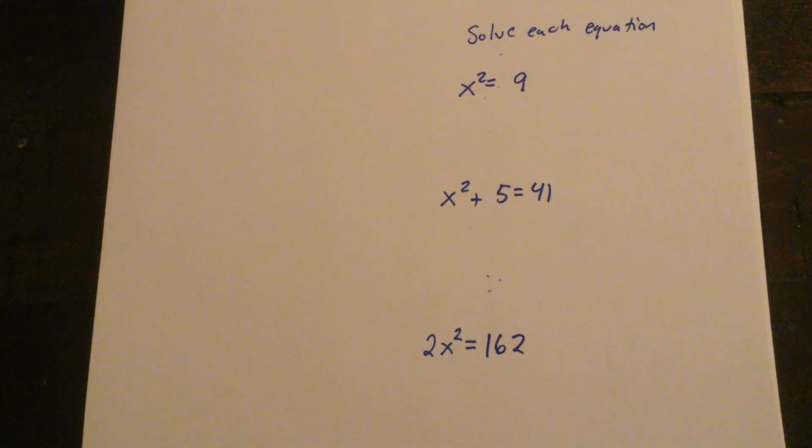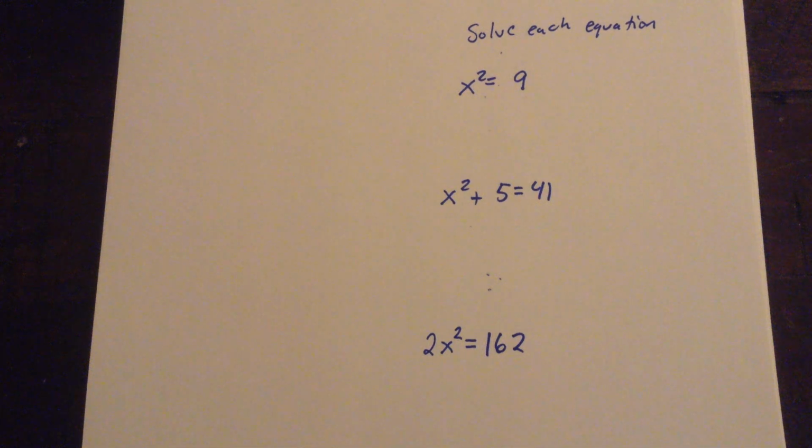Okay, so these examples are asking you to solve each equation. I gave you from the easiest to a two-step version of it. Now, when you have squared equations, the way you get rid of it is take the square root at the end. But my main goal in solving equations is always the same. I want to get x by itself.